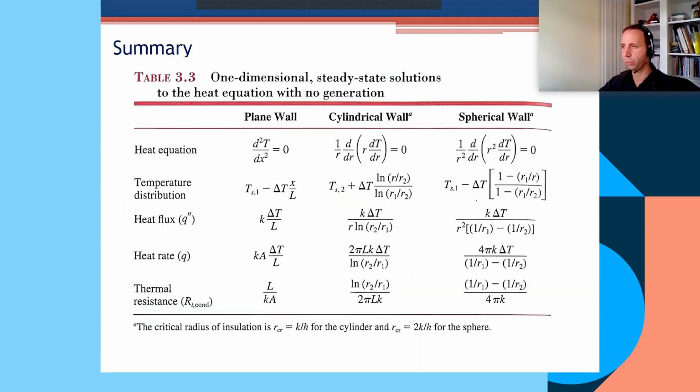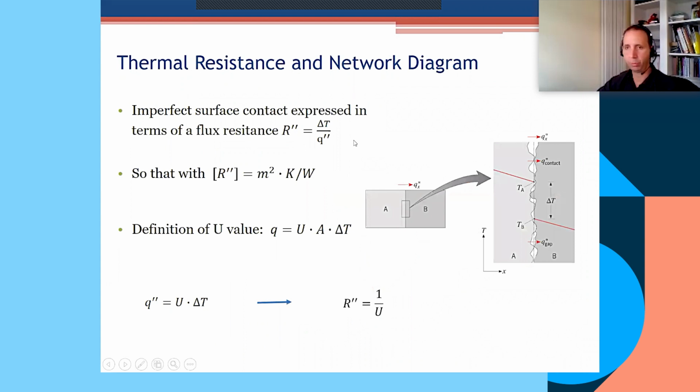I'd forgotten just the one. Okay, so very briefly, we've got thermal resistance due to contact, and that thermal resistance is defined as a flux resistance. So instead of defining the resistance in terms of the rate of heat flow, we define it in terms of the flux itself. Flux is defined as Q divided by A. So you can prove that it has units of meter squared K per watt. Thermal resistance exists because you never have a perfect contact, as shown here.